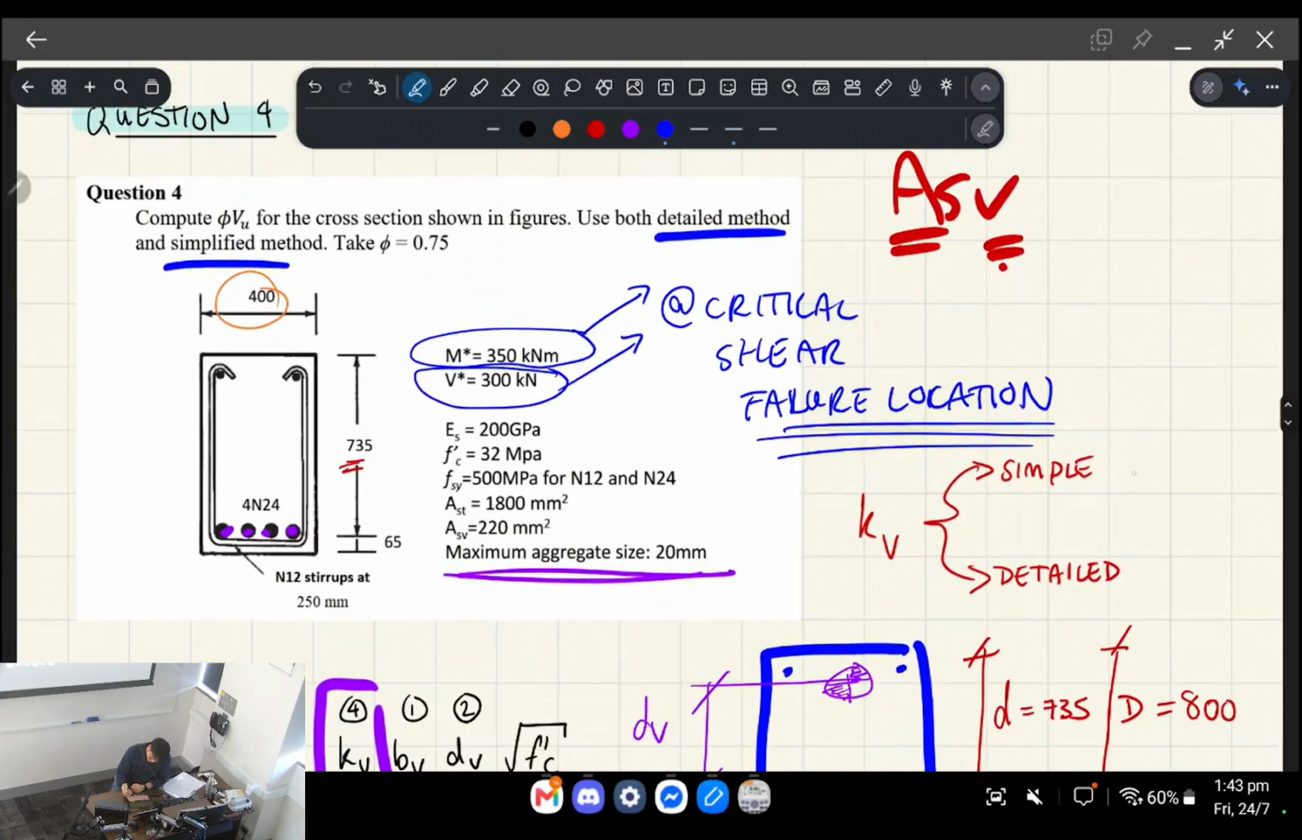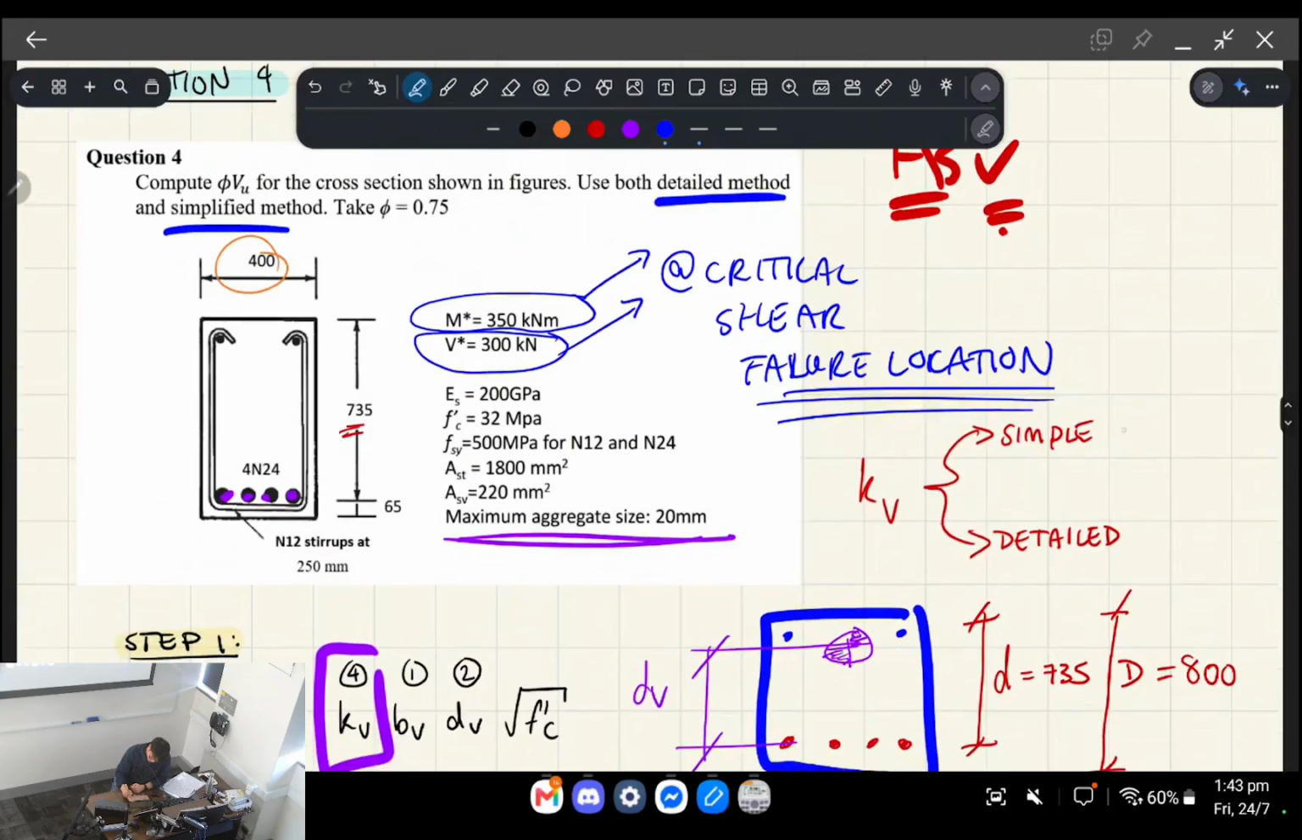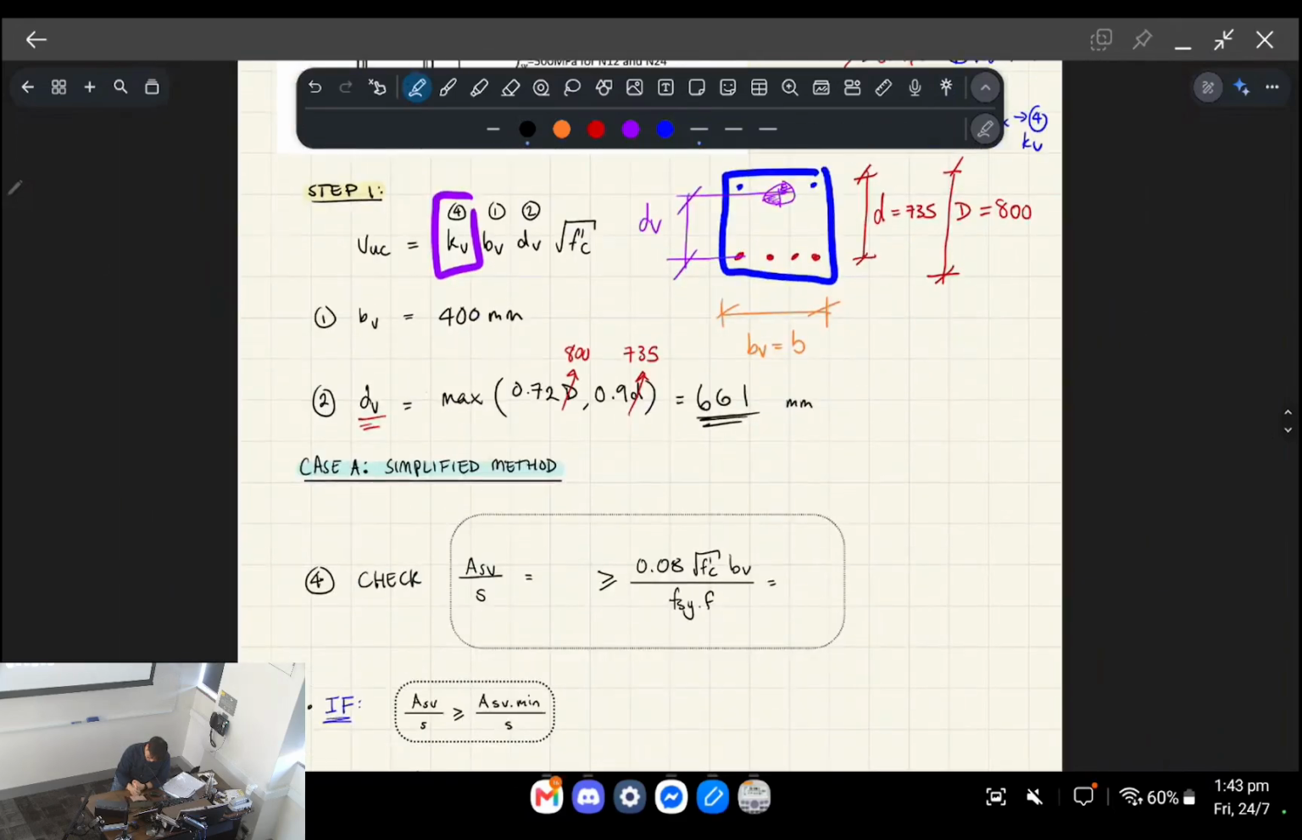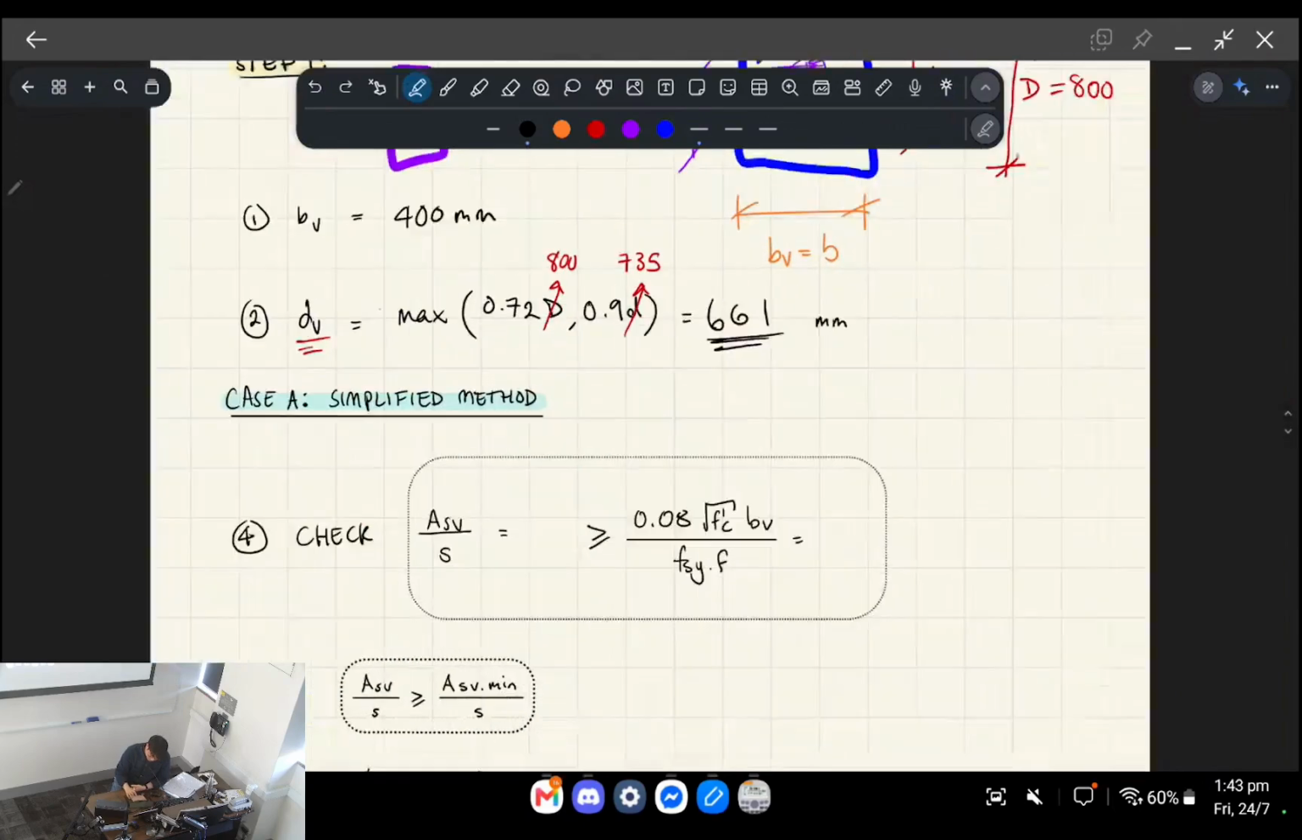In the simplified method, you can directly solve it. You just go step 4, kV is whatever. In the detailed method, you actually need to find epsilon x first before you find kV. So that's where that bubble 3 comes from. It's only a part of the detailed steps. So I'm going to do the simplified method first, where we can directly solve for kV.